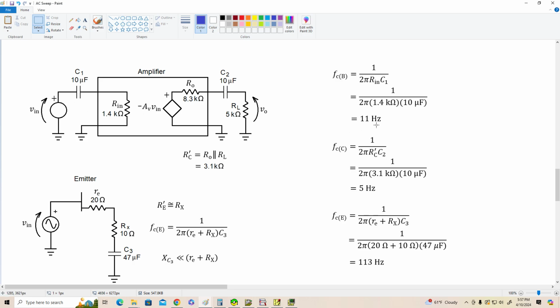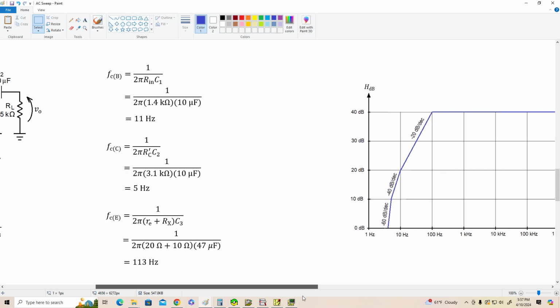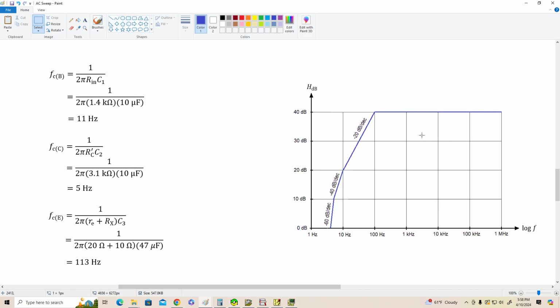It's got a corner frequency of 11 Hertz. The output high pass has a corner frequency of 5 Hertz, and our emitter bypass, actually partial bypass, should have a corner frequency of about 113 Hertz. The Bode plot looks something like this. At 100 Hertz, we're rolling off at 20 dB per decade. At 10 Hertz, we're rolling off at 40. And around 5 Hertz, we're dropping off at 60 dB.